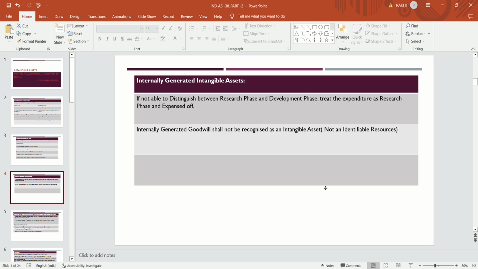Now, internally generated goodwill should not be recognized, as I said earlier, as an intangible asset because it is not fulfilling the definition of an identifiable asset. There are two conditions, the separation criteria and contractual or legal enforcement rights. So they are not fulfilling that condition, and it should not be recognized as an internally generated intangible.